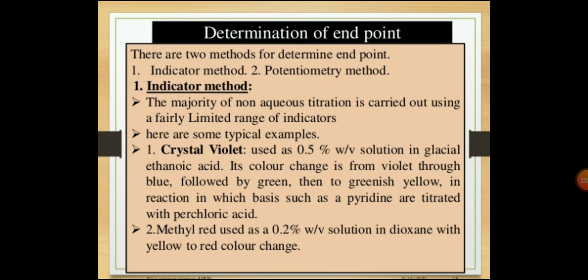First, this is the first indicator. Then second is methyl red. See, methyl red is used as a 0.2% weight by volume solution in dioxane, with a yellow to red color change.